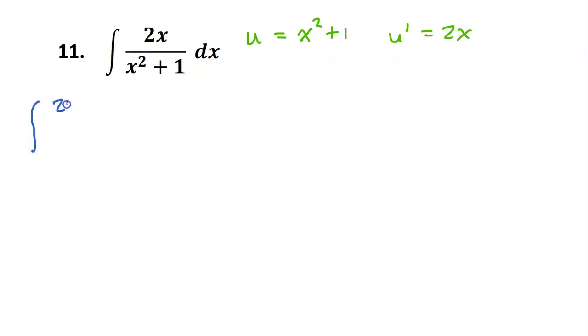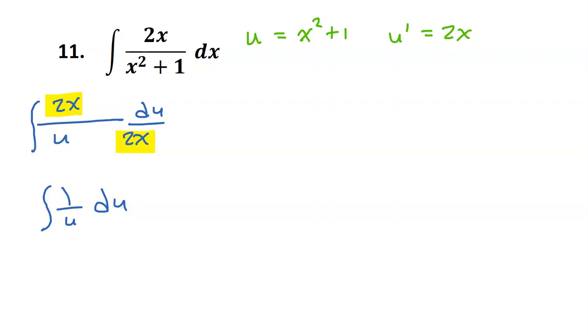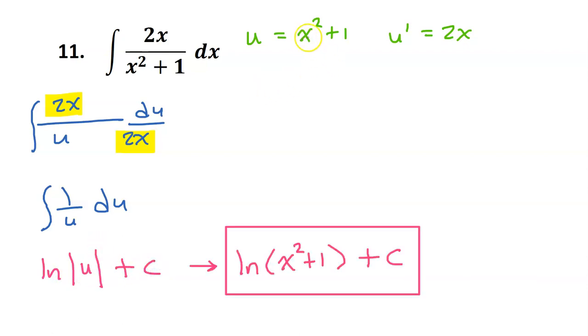So we have the integral of 2x over u. Instead of dx, we will write du over u prime, which is 2x. We notice that we have a 2x in the numerator and the denominator, so these cancel each other out. And that leaves us with the integral of 1 over u du. So here comes the memorized rule. The integral of 1 over u du is the natural log of the absolute value of u plus c. Putting x squared plus 1 back in for u gives us the final answer.